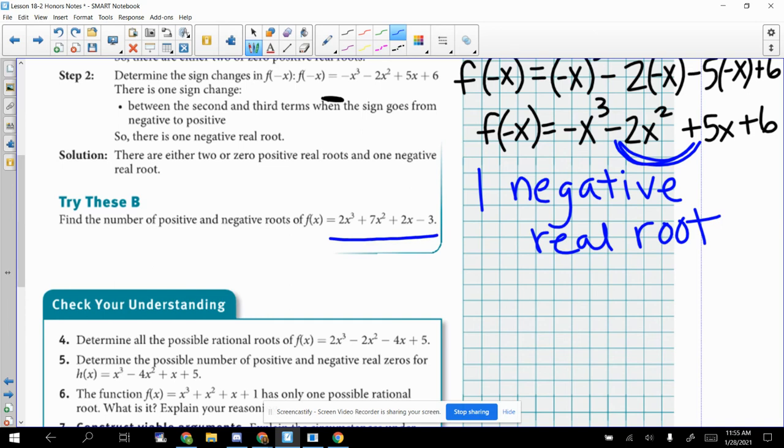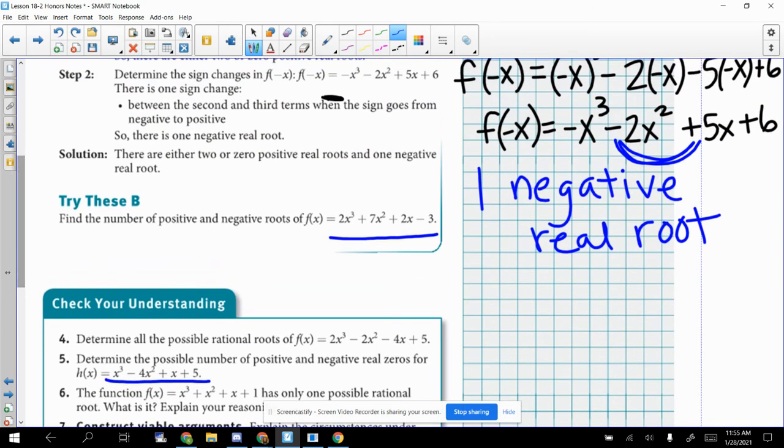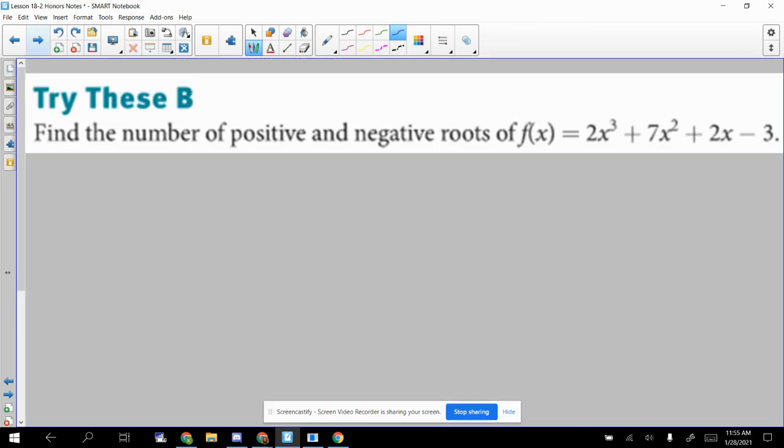Okay. On the next 2 pages, we're going to go ahead and do the try these B, so this example here, and then we're going to do number 5. So these are in your book on page 283. I'm just going to do them on the next 2 slides. Okay. So first thing here, we're looking for positive real roots, you just look at the equation as is. So this goes from a positive to a positive, no sign change. Positive to a positive, no sign change. Positive to a negative, so that's going to be 1.